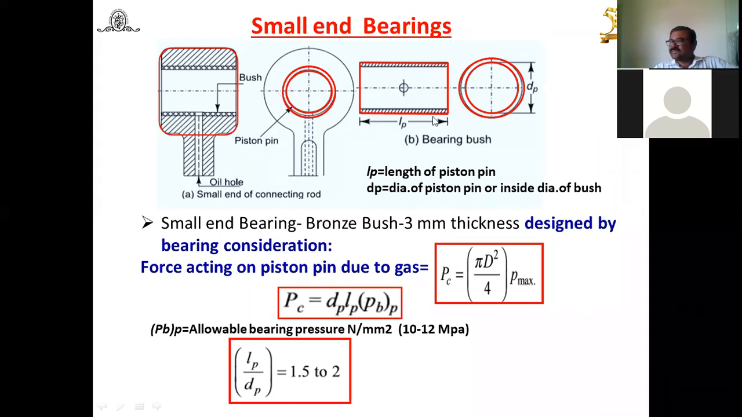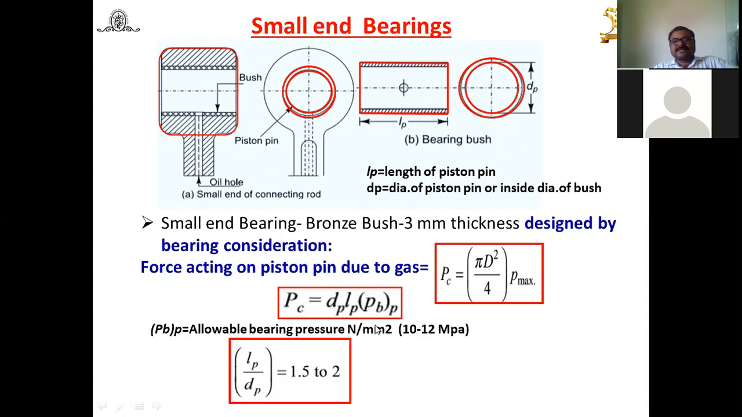Bush is the bearing, which remains the same. Only the area, this dP, we have to consider: dP into LP into bearing pressure. So we will get the force which is coming on the pin. We can compare the force due to gas and due to bearing pressure on the pin or the bush, dP into LP into BP.